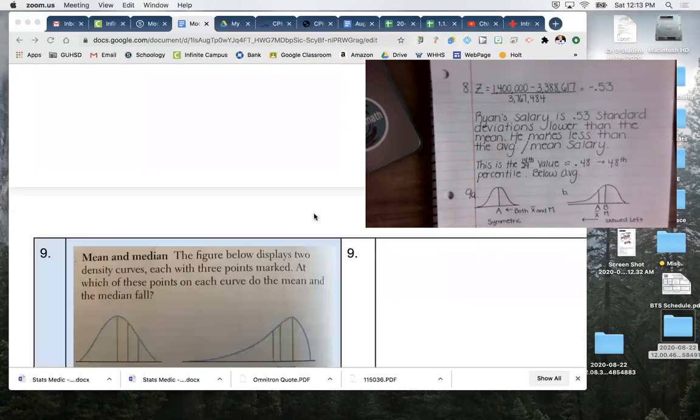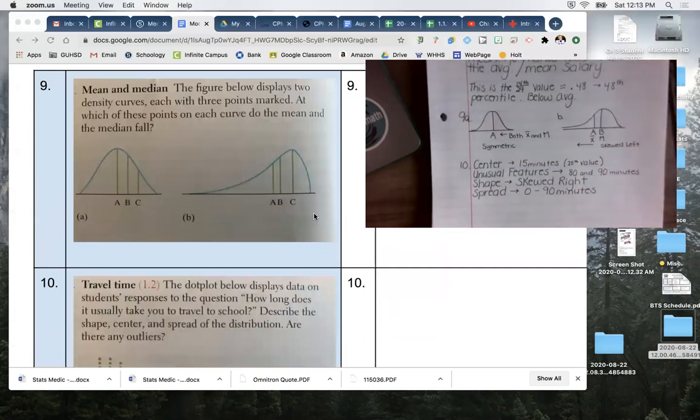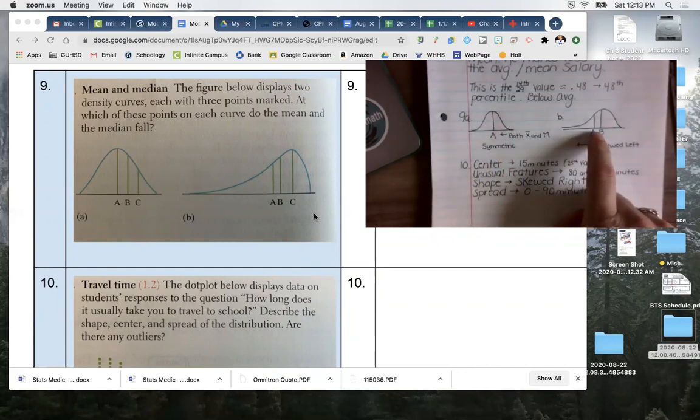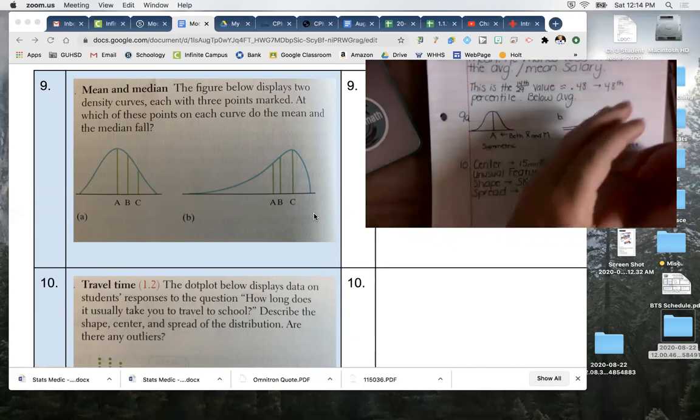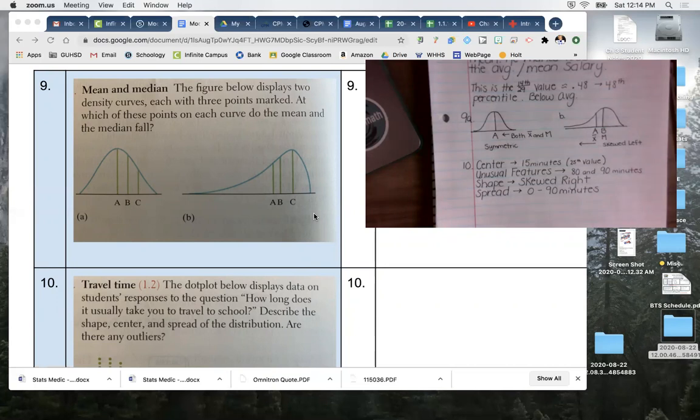Okay, two more problems. Number 9 is similar to the problem that we worked on in groups yesterday. It's the idea of where the mean and median fall on these curves. In the first one, the mean and the median would both be at A, and the mode as well, if we were throwing mode in here. In a symmetric distribution, they're equal to each other. In a skewed distribution, C would be the mode, B would be the median, and A, because it's skewed to the left, would be pulled to the lower values, which means that A would be lower.